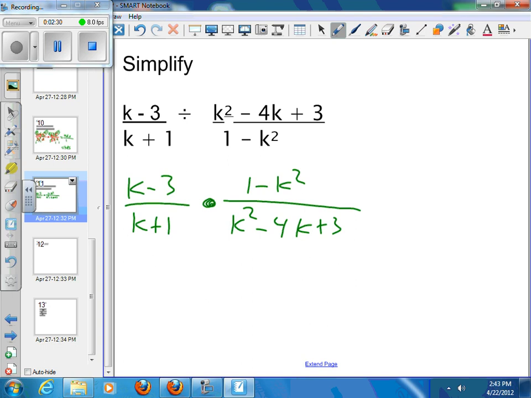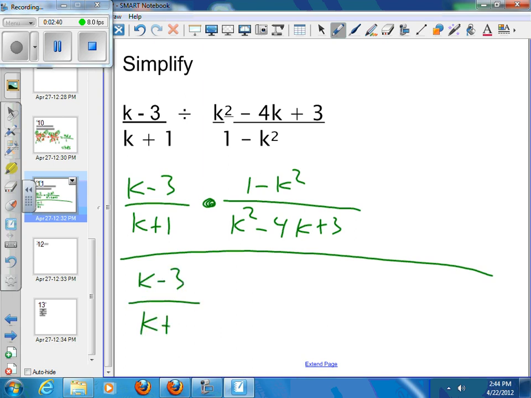And then I want to take and change this 1 minus k squared. So I'll draw that across here. We'll put my k minus 3 back in there, my k plus 1 back in there. And then I want to factor 1 minus k squared, which is a difference of two squares. 1 is actually 1 times 1, and k squared is k times k. So this becomes 1 minus k, 1 plus k.